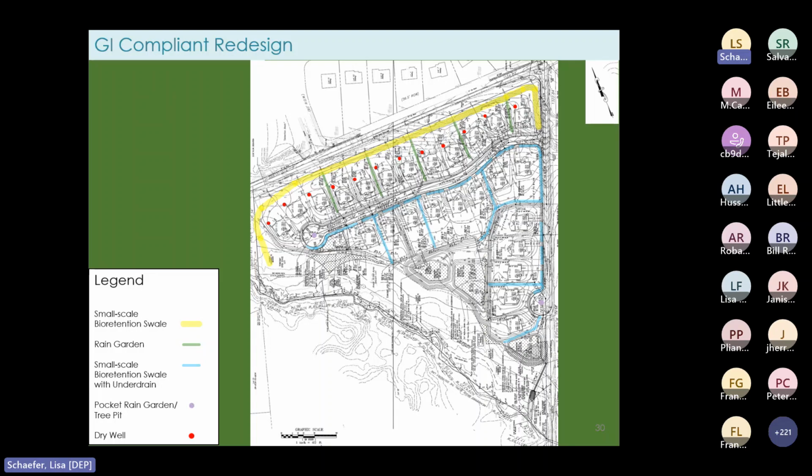So hopefully these ideas will help you steer a non-compliant design towards meeting the GI requirements to satisfy the design and performance standards in the rules.